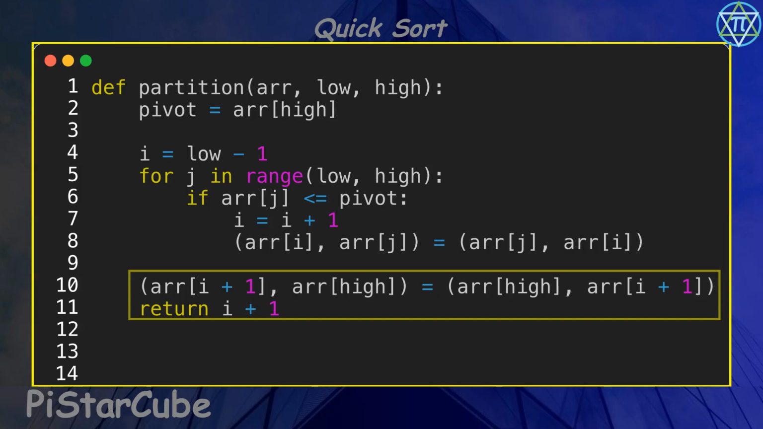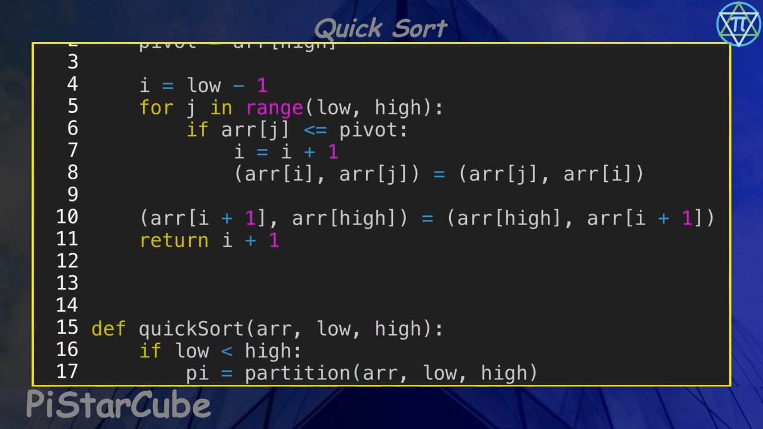After the loop finishes, we place the pivot in its correct position by swapping the element at i plus 1 with the pivot. This puts the pivot in the middle with the smaller elements on the left and larger elements on the right. This function returns i plus 1, which is the index of the pivot in its sorted position.